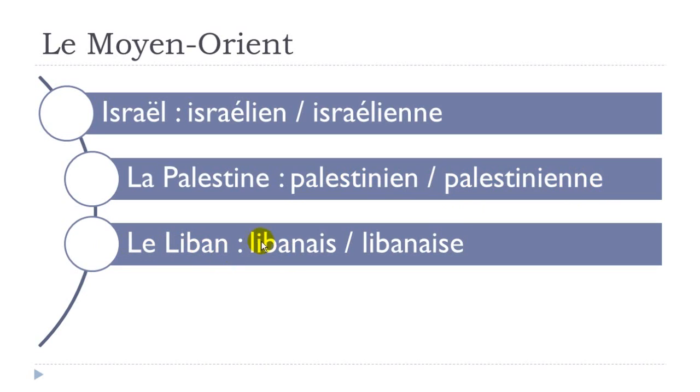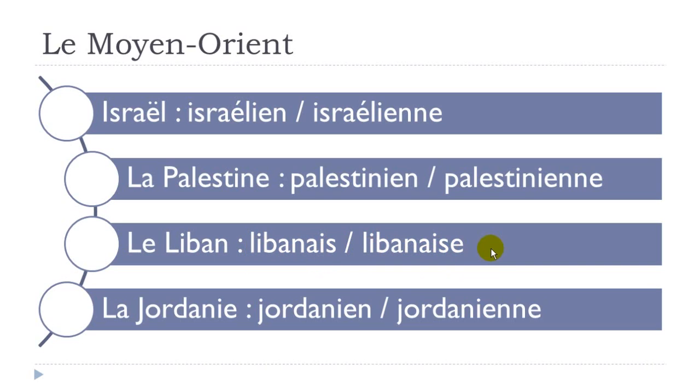Le Liban, Libanais, Libanaise, with the z sound. And then Jordanie, Jordanien, Jordanienne. Yen, yen. Okay, so let's see them one more time.